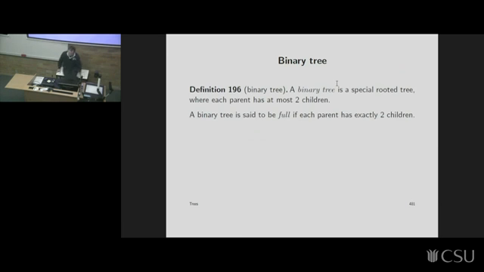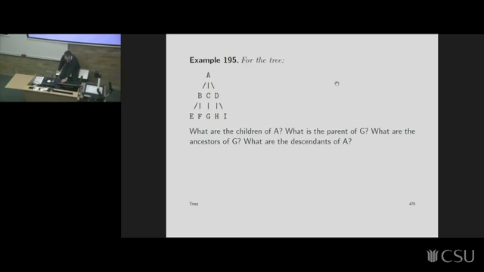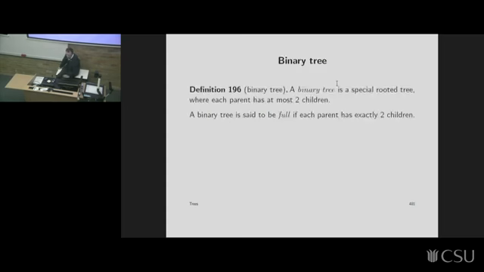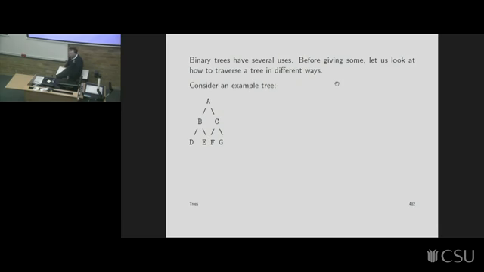So I want to look at one in particular before we get to another example. That's called a binary tree. A binary tree is where each parent has at most 2 children. So in the last case, A had 3 children, so that's not a binary tree. Looking at binary ones, they have at most 2 children. Furthermore, we have a full binary tree if each parent has exactly 2 children, none at all.